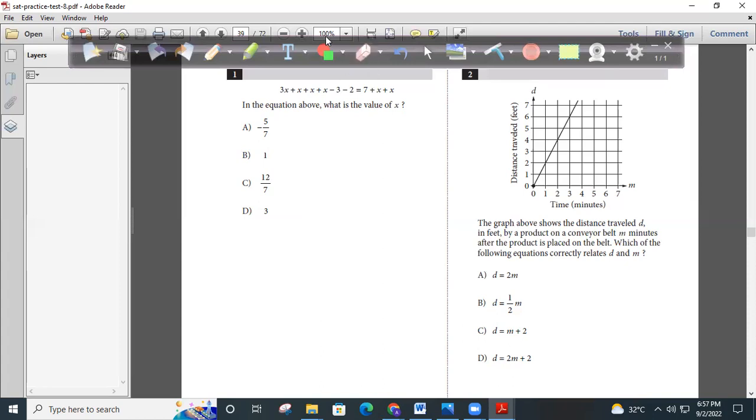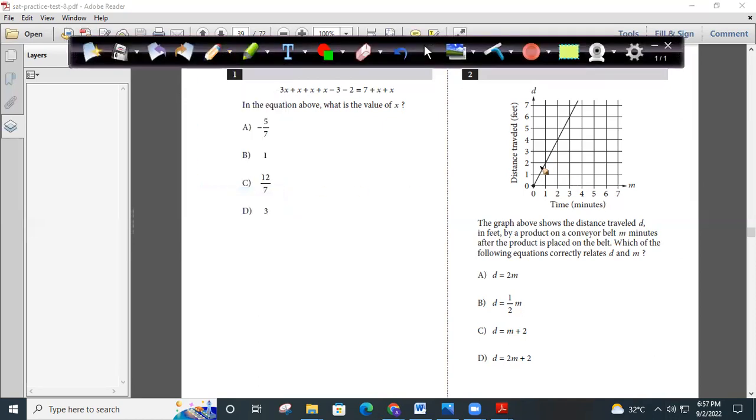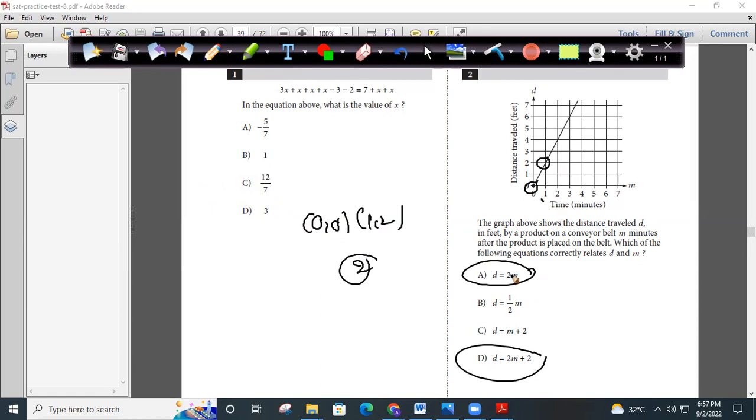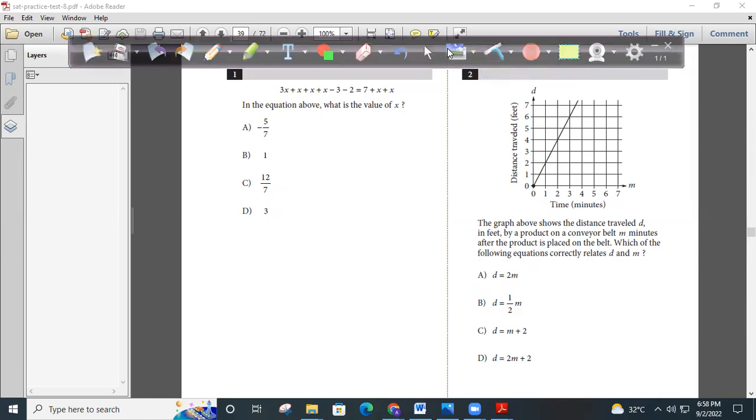Good, good, excellent, excellent. Samir, Abhiram, Sivi, Sidhu, very good. Take 2 simple points. What are the points you like? 0 comma 0, 1 comma 2. Slope is 2 by 1. So the only lines with that slope are either A or D, and the intercept should be 0 because it is passing through 0 comma 0. So A is the answer. Just a 5 second question. Correct, right?